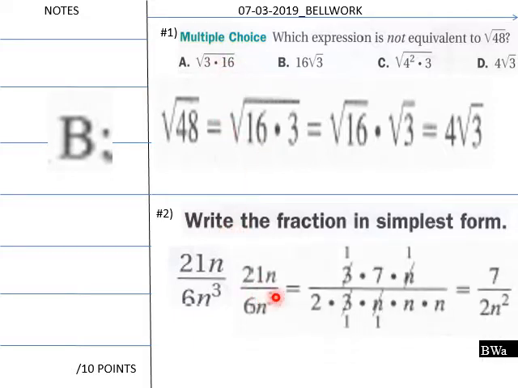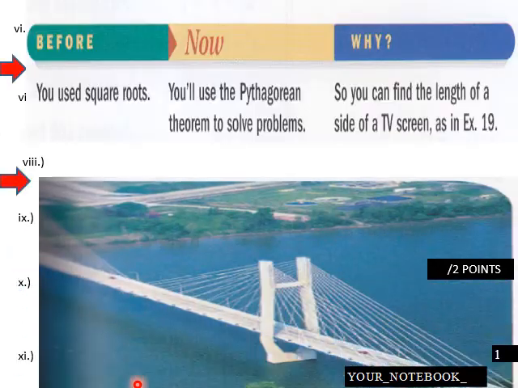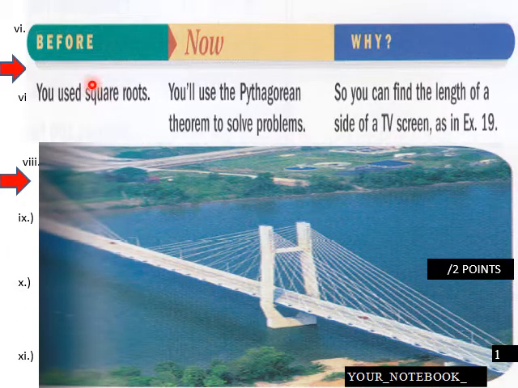And then write the fraction in the simplest form. We just break this down into prime factors here, and then we cancel where we can. And we end up with 7 over 2n squared for number 2. Okay, into our lesson today. You've used square roots. You'll use the Pythagorean theorem to solve problems.